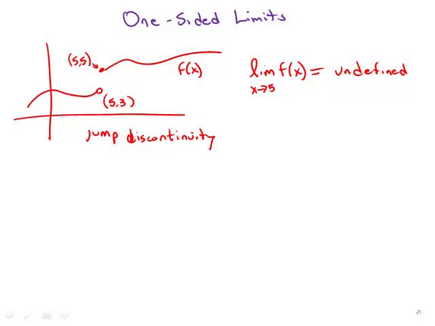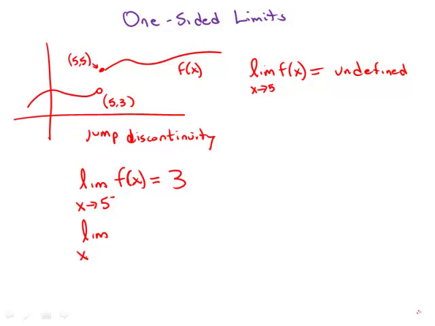Well, if we're approaching from the left, we're approaching from the negative side. And so the way we would write this is the limit as x approaches 5, and then we'd put a little negative sign there. And the way we read this is to say the limit of f of x as x approaches 5 from the left. And of course, as we can see in the diagram, this limit is going to equal 3.